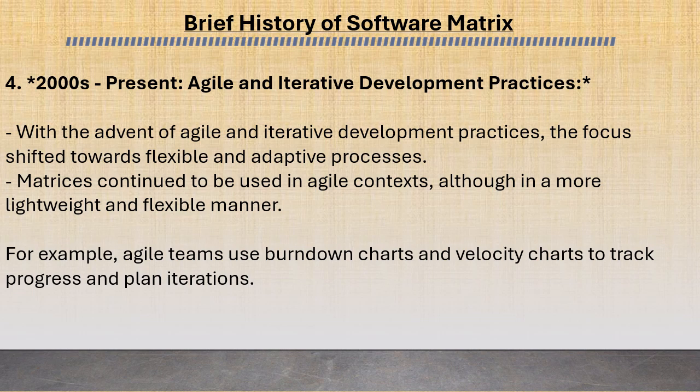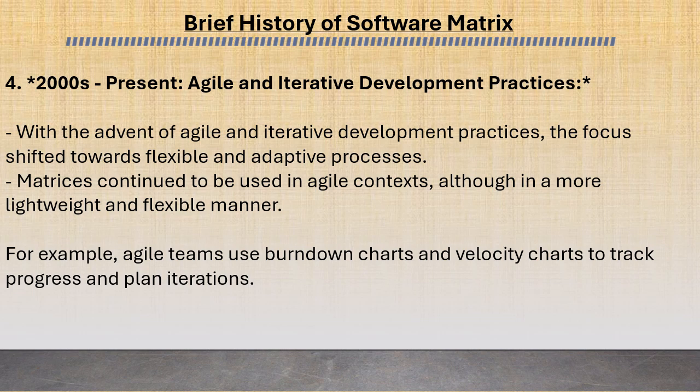So agile is an iterative approach to software development that emphasizes flexibility, collaboration, and customer satisfaction. It involves breaking down a project into smaller, manageable pieces called iterations or sprints. So it continuously delivers working software to the customer at the end of each iteration.